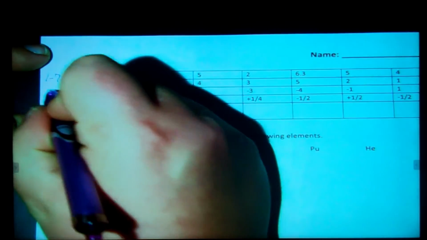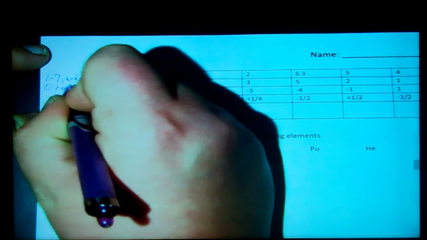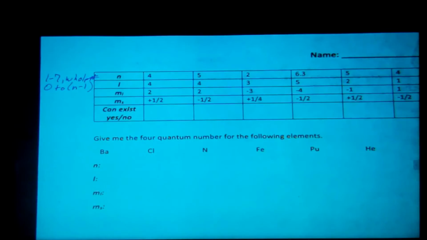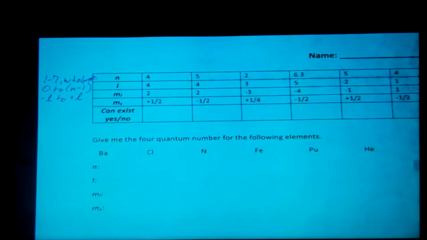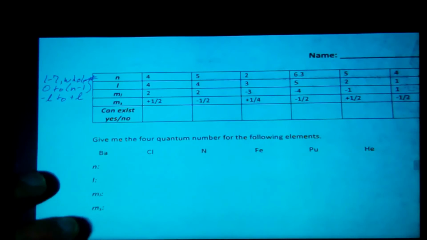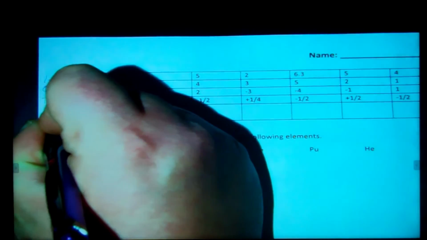For L, it's a range of 0 to n minus 1, whatever n is, whatever I give you. Then m sub L was from a range of negative L to positive L. So as long as it falls in that range of whatever L is, then m sub s can only be plus 1/2 or negative 1/2.